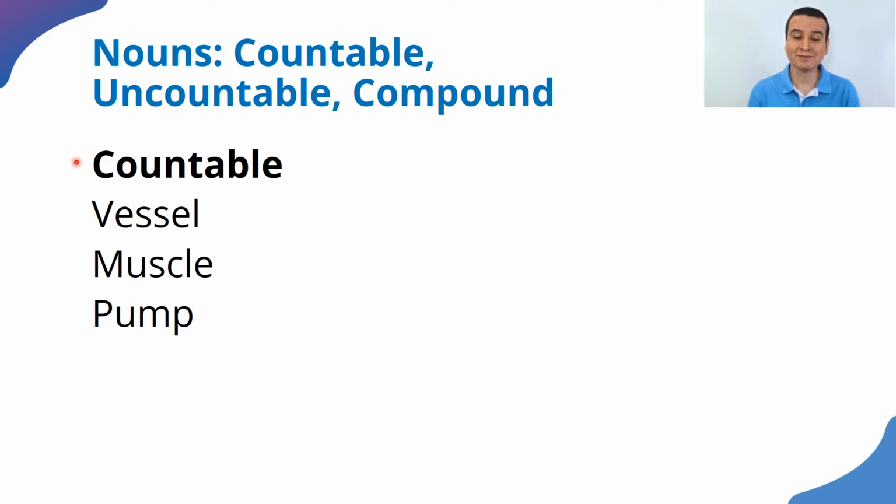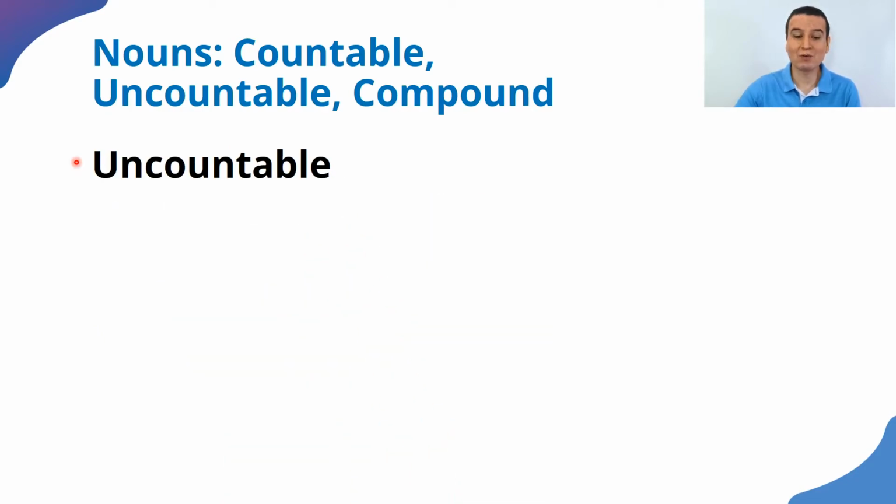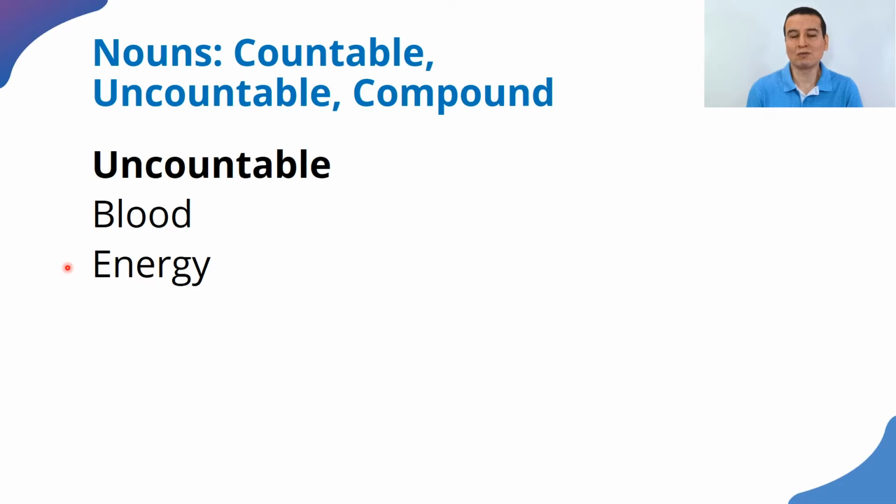All right. Now, in the same way that we have countable nouns, we have uncountable nouns, which are nouns that we cannot count. That means that we cannot pluralize them. For example, when we say blood, we cannot say one blood, two bloods, three bloods. No, we say blood. It is only one thing, and it's used always in the singular form. So verbs that are conjugated with uncountable nouns are always singular. Energy, can we say one energy, two energies? No, we don't pluralize uncountable nouns.